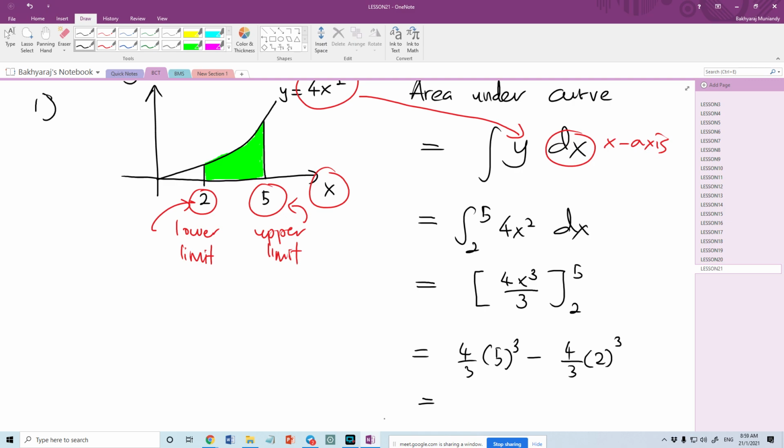Okay, go and get your calculator. Come, try to find this answer. What's the answer? So 4 over 3, okay, I just do program. So 4 over 3, x power of 3. And then I substitute 5. So I get 166.67.